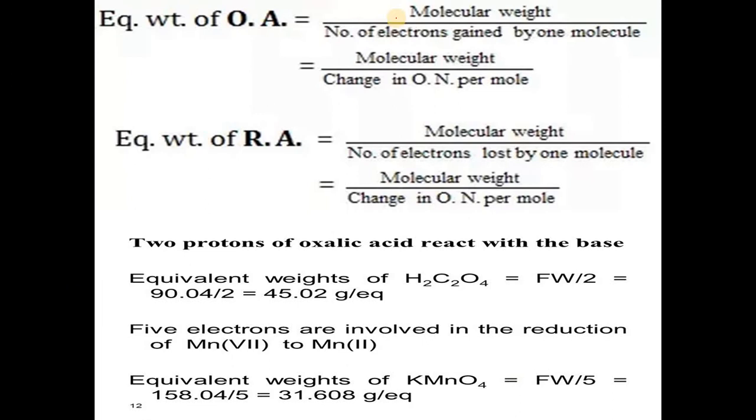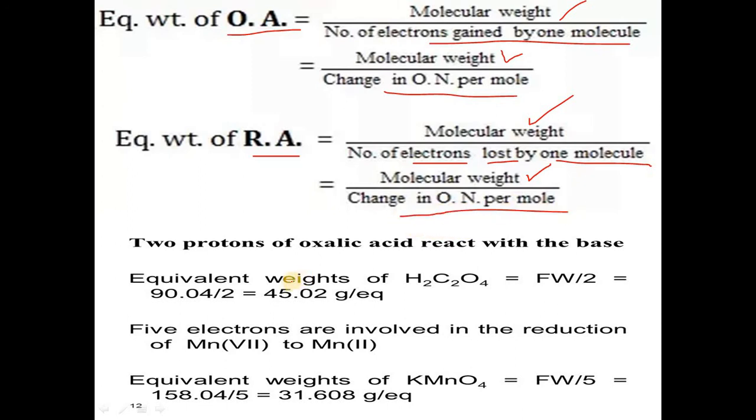So in another form, equivalent weight of oxidizing agent is equal to molecular weight divided by number of electrons gained by one molecule. So here, molecular weight divided by change in oxidation number per mole, and equivalent weight of reducing agent is equal to molecular weight divided by number of electrons lost by one molecule. So overall, molecular weight divided by change in oxidation number per mole.